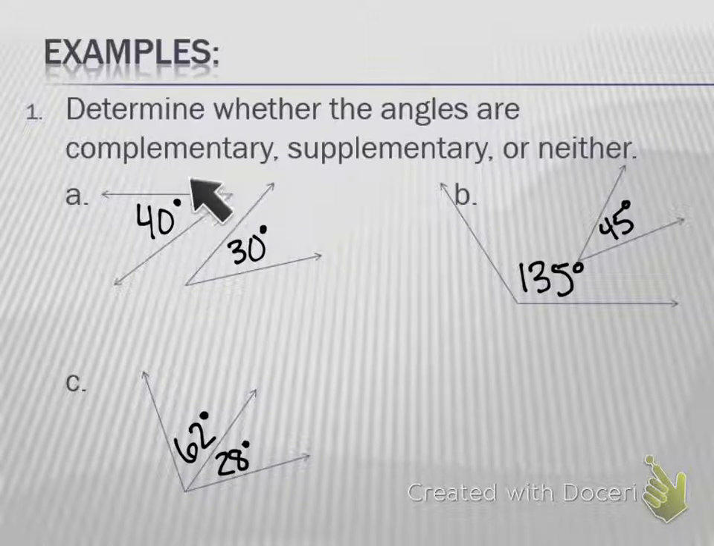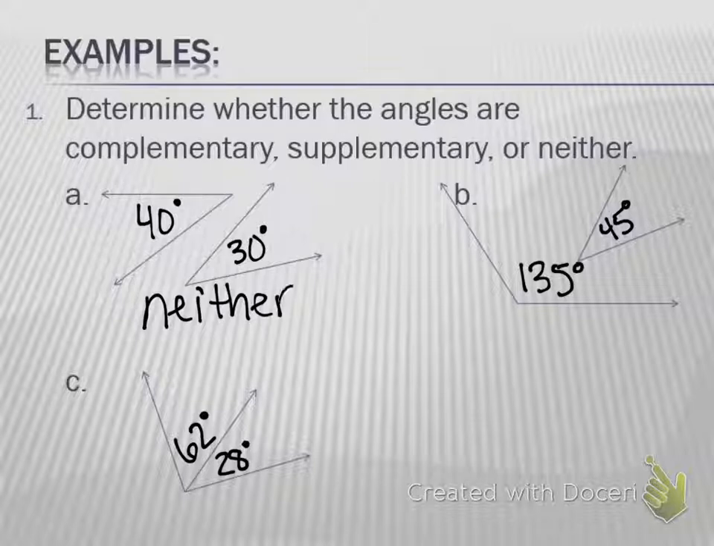So we have to decide if they are complementary, meaning they add up to 90, supplementary, they add up to 180, or neither. If they don't add up to either 90 or 180, we don't really care about them right now. So on part A, we have 40 degrees and 30 degrees. What does that add up to? 70. So our answer for this one would be neither. If it's not 90 or 180, then it is neither.